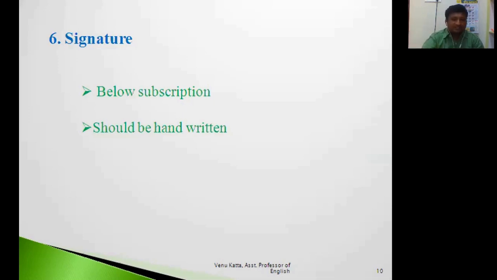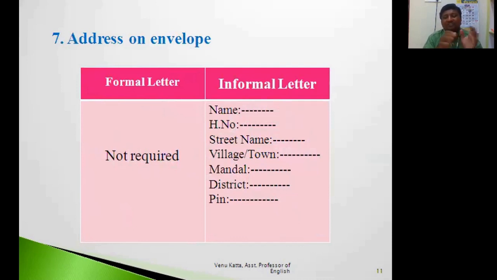And next, address on envelope. In the formal letters, address on envelope is not required because most of the letters we give by hand only. Okay, but whereas in informal letters, address of the envelope is needed. It also carries mark to you. Okay, how to write address? Already you all know first name, house number, street name, village or town, mandal, name of the district, and pin code. Nowadays, it is essential to write phone number as well as mail ID.